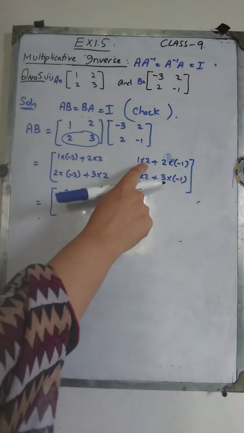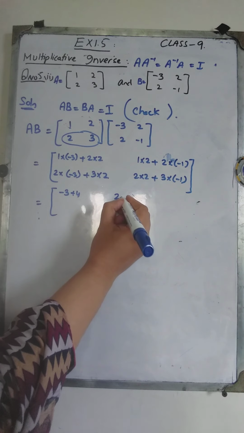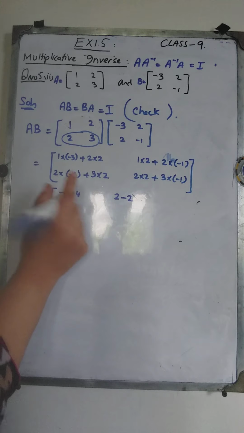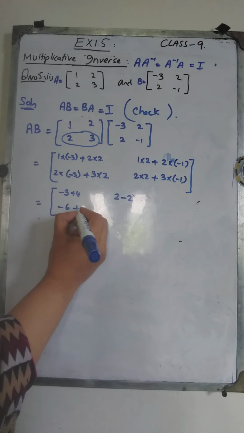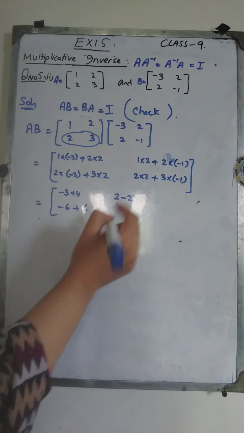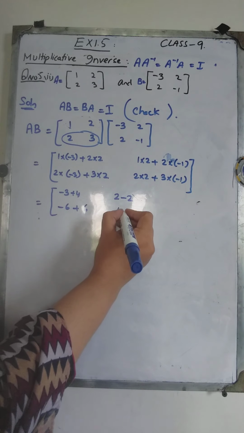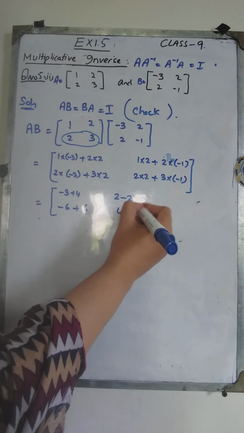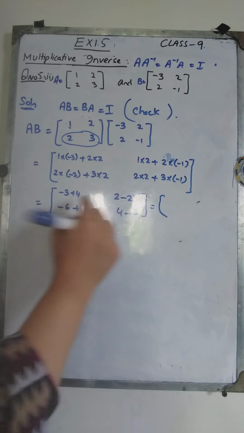Okay. So this will be equal to -3 plus 4, 2 minus 2, 2 into -3, -6 plus 3 into 2, 6. 2 into 2, 4 minus 3. So the answer will be 4.